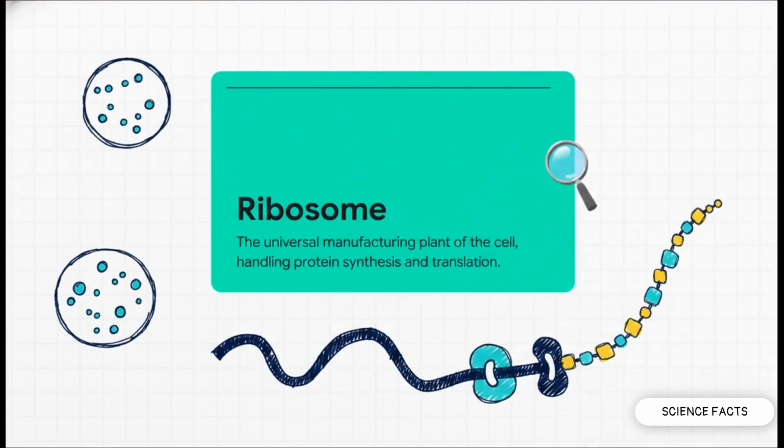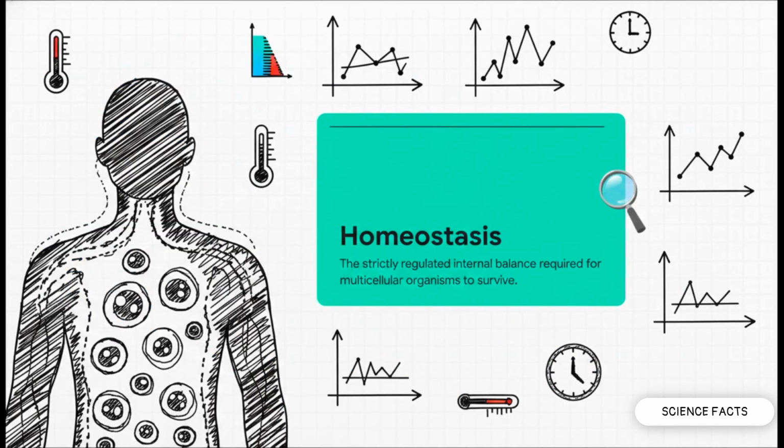Now for the ribosome. Whether we're talking about a super simple prokaryote or a highly complex eukaryote, ribosomes are universal. They are the fundamental manufacturing plants of the cell. Their entire purpose is to read genetic instructions during a process called translation and then synthesize the proteins that literally keep the cell alive.